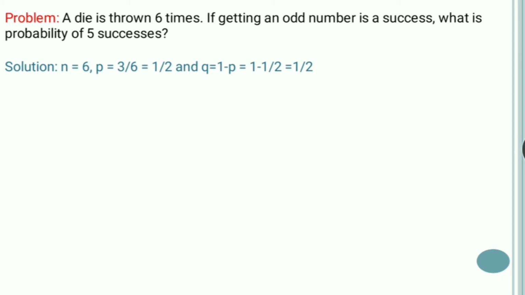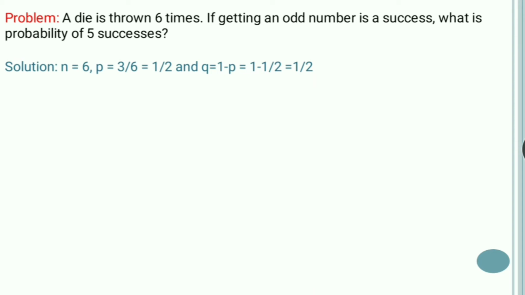Which is 1, 3 and 5. So 3 upon 6 is the probability of success, which is equal to 1 by 2. And what is the probability of failure? Q equal to 1 minus P. It is given by 1 minus 1 by 2, which is equal to half. Okay. So N is 6, P is half, Q is half.